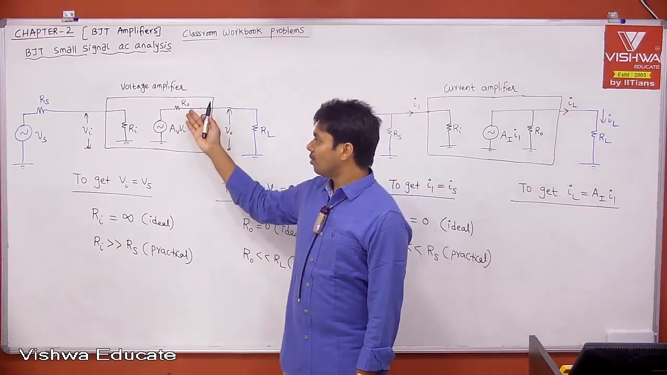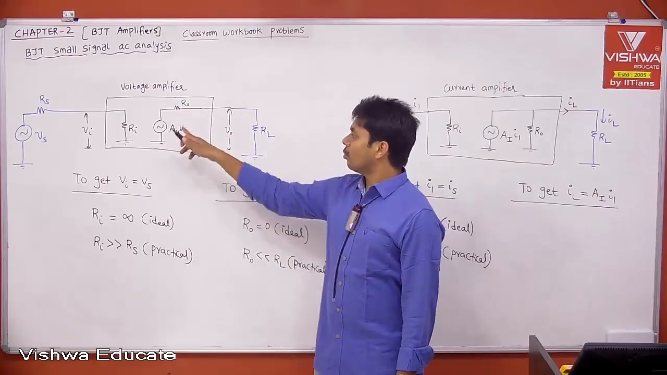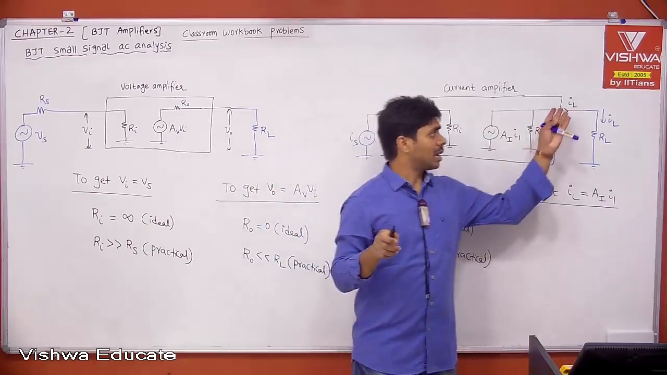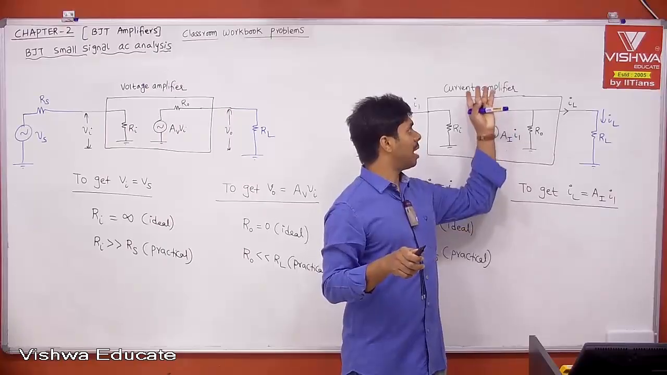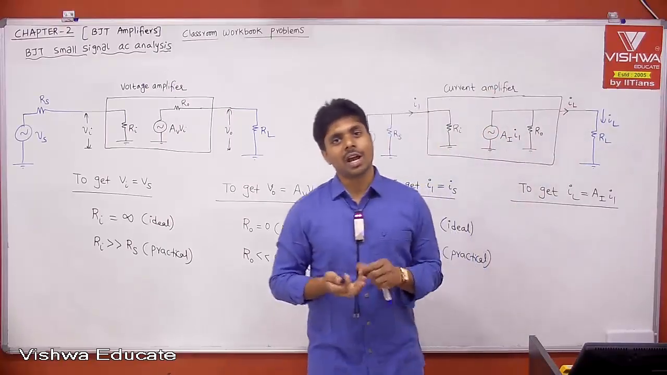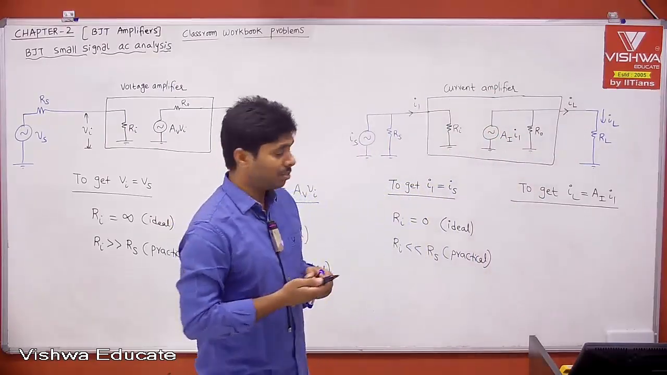Here, for a voltage amplifier, we want an ideal voltage source. Therefore, R0 is 0 because voltage is your output. But because current is the output, I want an ideal current source, because your amplifier is a current source for your load. Therefore, I want an ideal current source. Simple. That is to remember. Simple to remember.